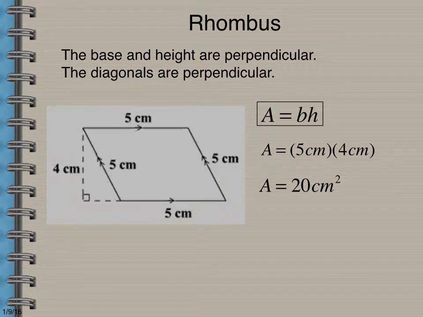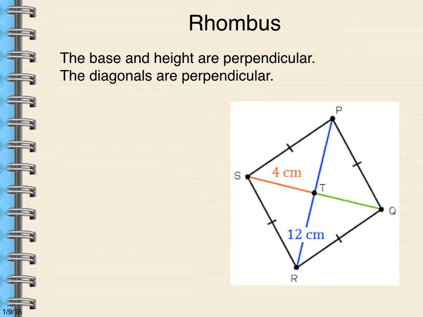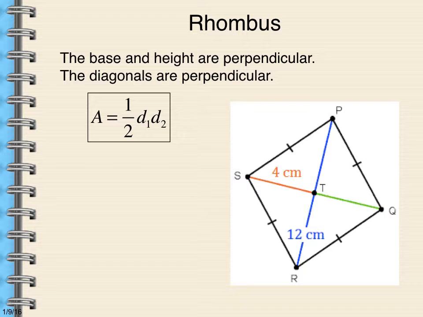There's another formula that's very useful for a rhombus, and it has to do with the fact that we might be given information about the diagonals. If we know information about the diagonals, we can use this formula for the area of a rhombus, half of the product of the two diagonals.